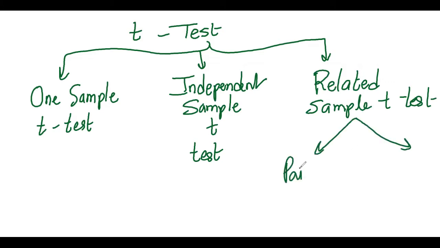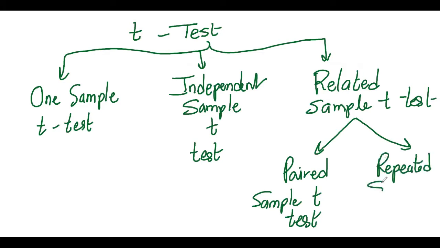The first part is known as paired sample t-test. And the second is known as repeated sample t-test. So we are going to cover all the four tests one by one. Now I am going to discuss the one sample t-test, and then we will go to independent and then related. I am going to discuss all types of tests in detail. So the first case that we are going to discuss now is called one sample t-test.